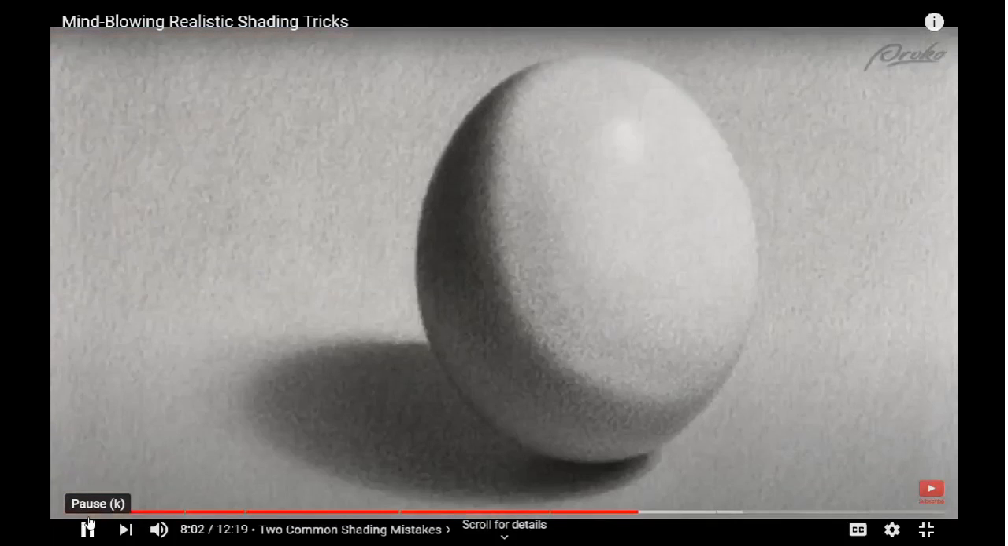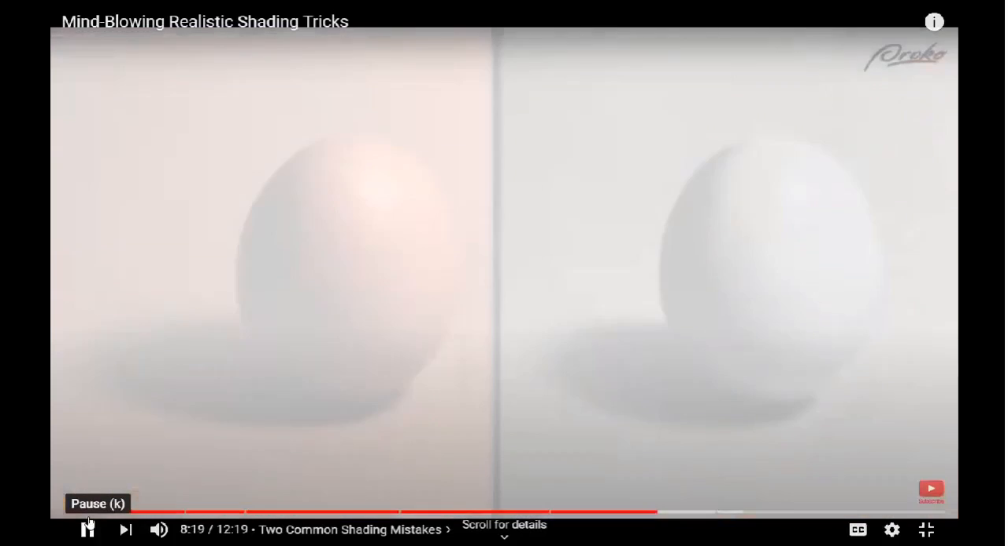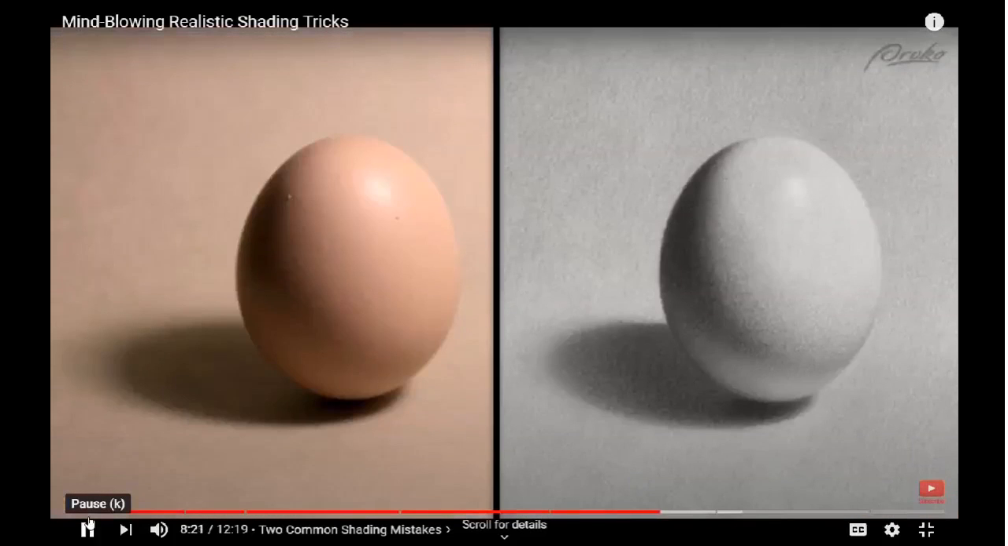So here is before and after. See how much more round and convincing the drawing looks when the dark halftones are dark enough? This next mistake isn't related to Lambertian fall-off, but I want to throw it in because it's so common and so destructive. The third common shading mistake is to make reflected lights within the shadows too bright.